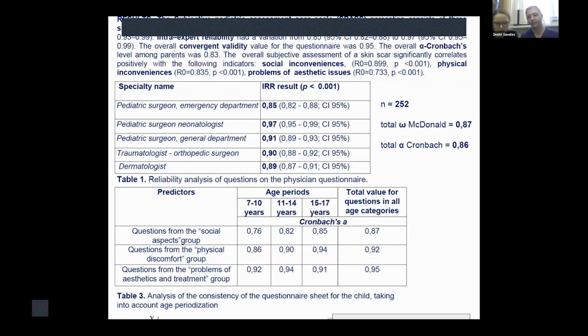Can you show the last part of the poster? Please.